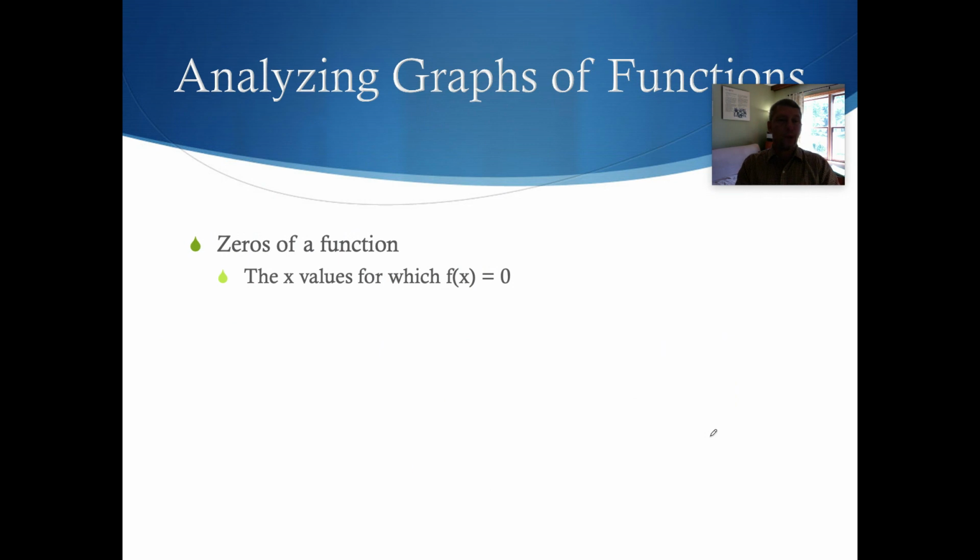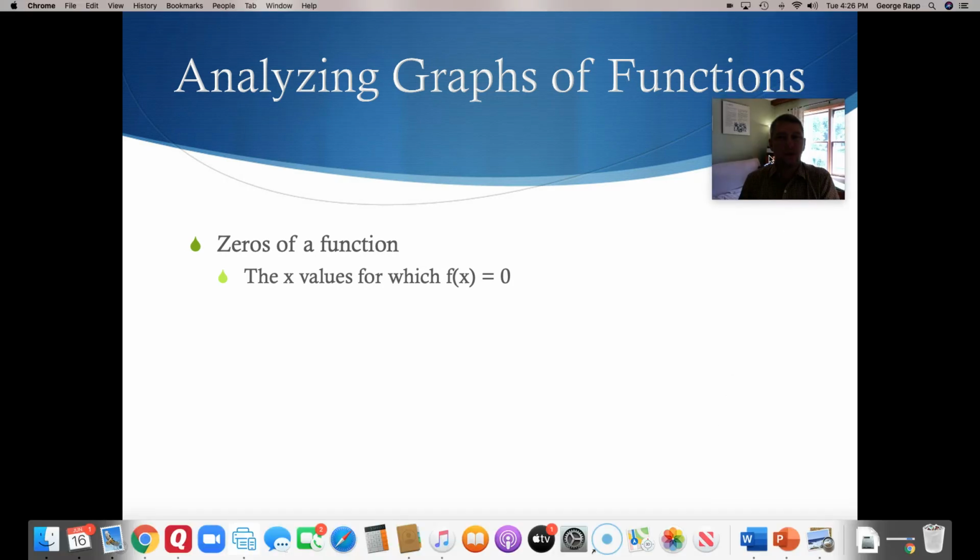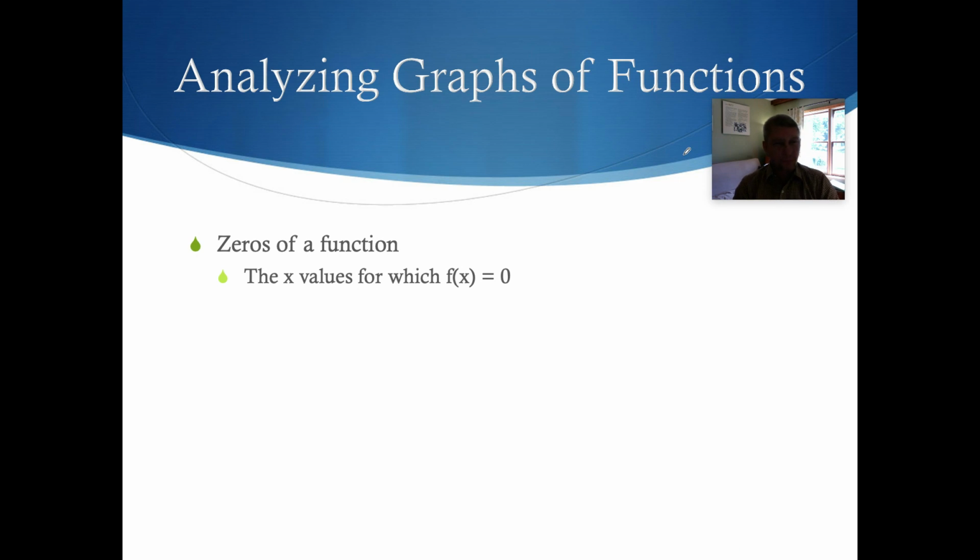Okay. Now, zeros of a function can also be determined using a graph, all right? And as we talked about in the previous section, we know that the zeros of a function are simply the values of x for which f of x equals 0. So in other words, this is the point where the graph crosses the x-axis, right?